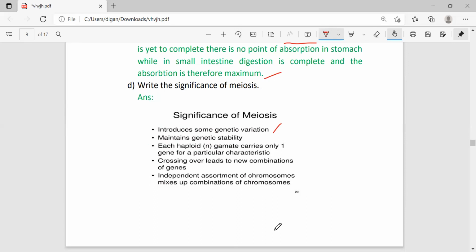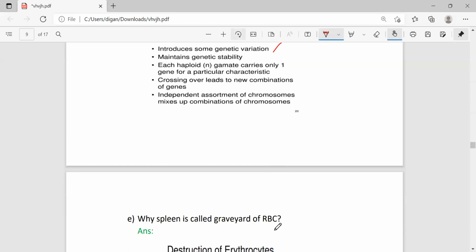And these are the other significance. Each haploid gamete carries only 1 gene for a particular character. Crossing over leads to new combination of the genes, and independent assortment of the chromosomes gives a mixed combination of chromosomes. So these are the significance. If a 4 mark or 3 mark question comes, you have to write all these 5 points. But if a 2 marks question comes, you just write 2 or 3 points.